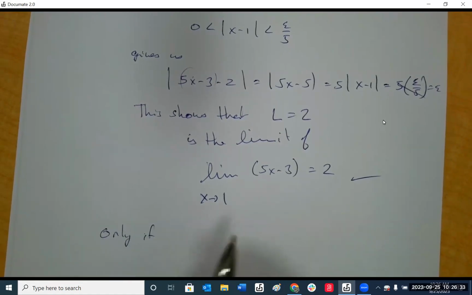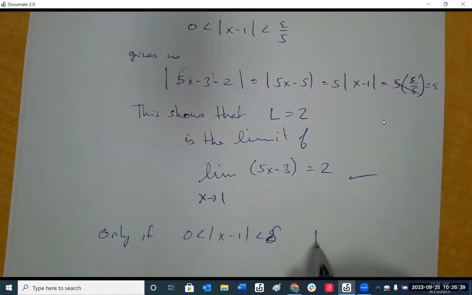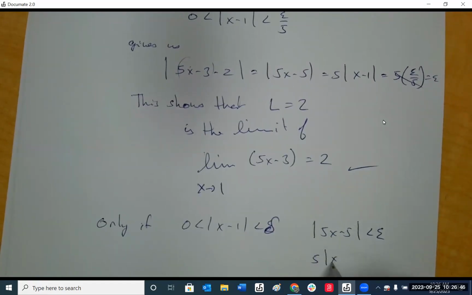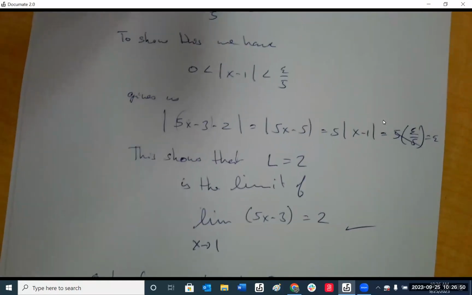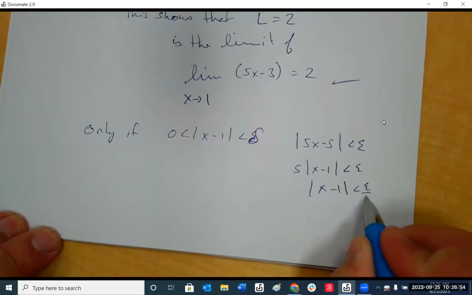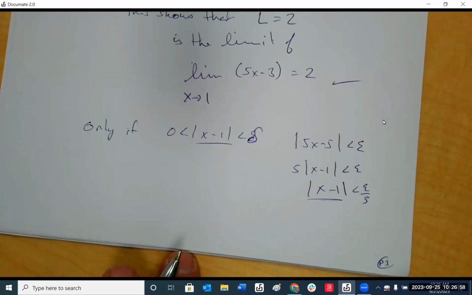only if we get these equal for any epsilon and any delta.